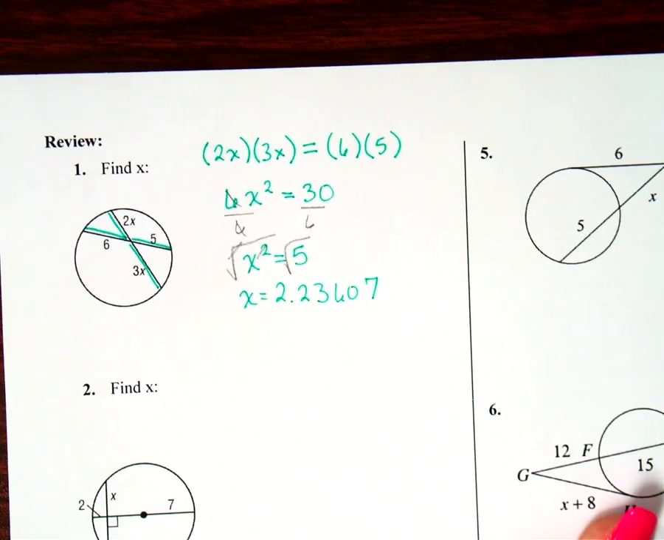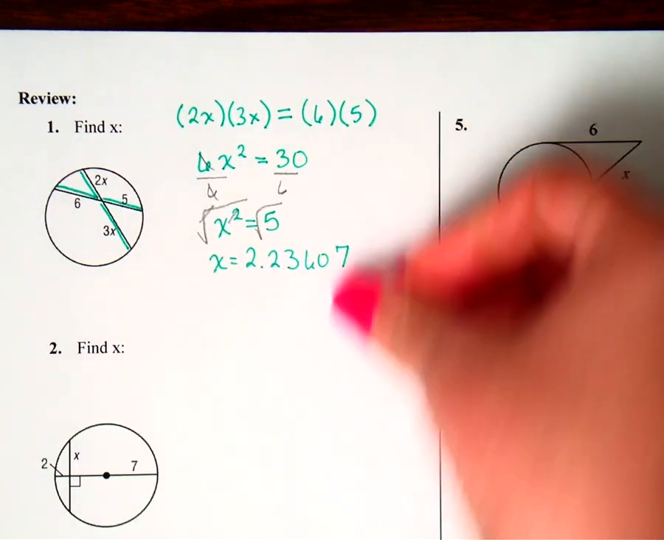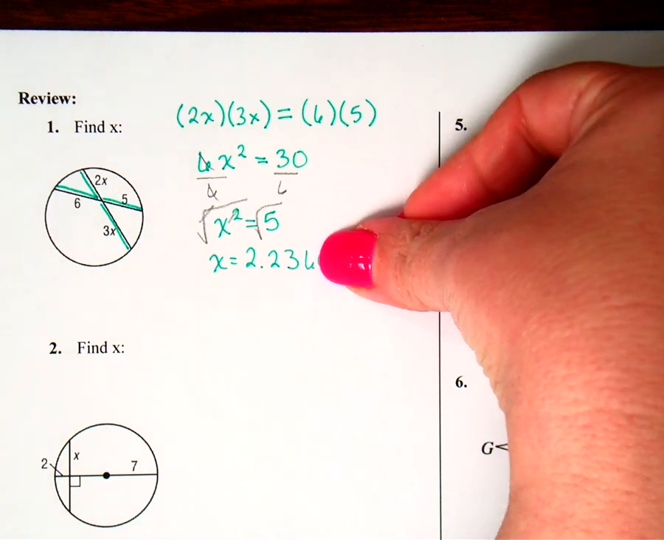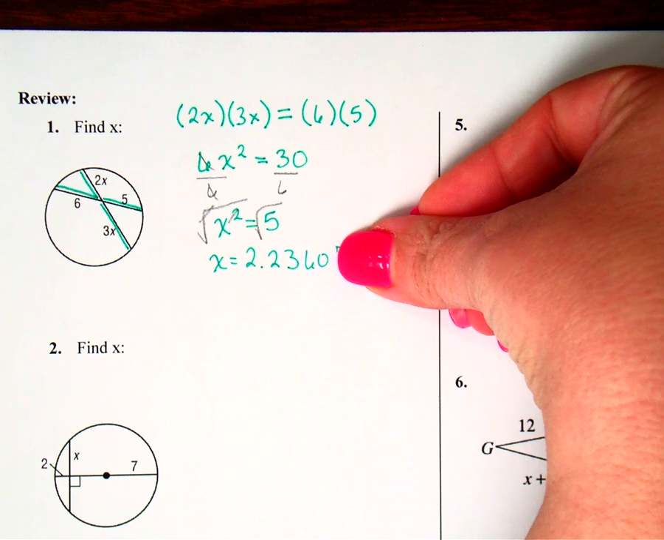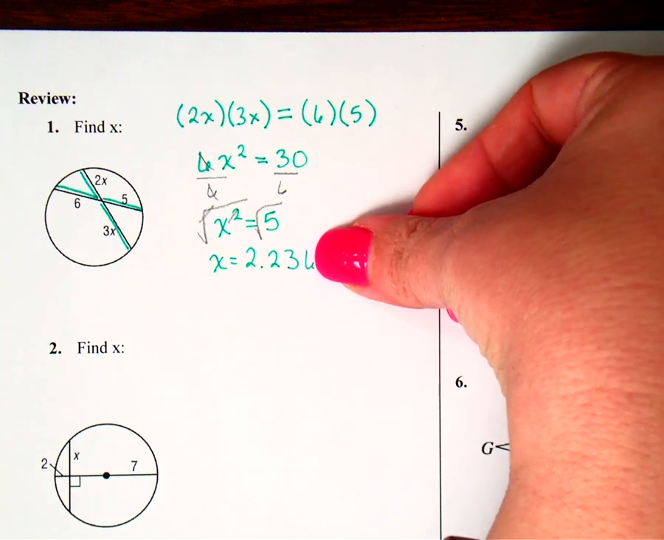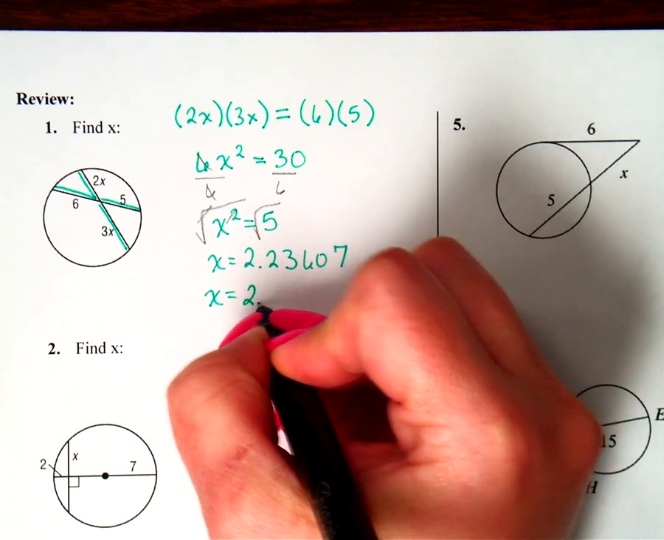This one doesn't tell me what to round to in the direction, so I'm just going to use my standard round to 3 places. So I'd look at 2.236, 3 places after the decimal. Look one after that, and I see a 0, so I don't round up. I leave it at 2.236. So x equals 2.236.